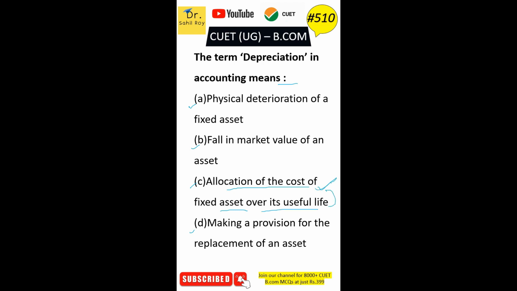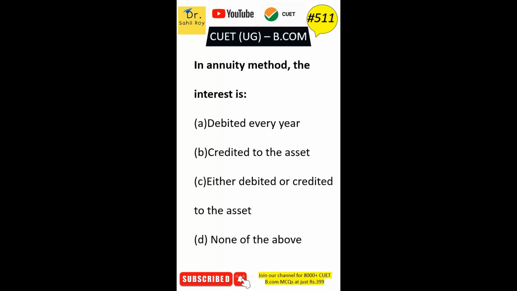Option C is the correct answer. In annuity method, the interest is dash. Option A, debited every year. Option B, credited to the assets. Option C, either debited or credited to the assets. Option D, none of the above.